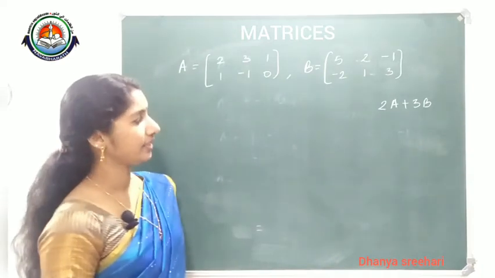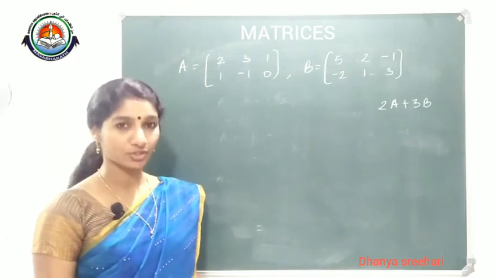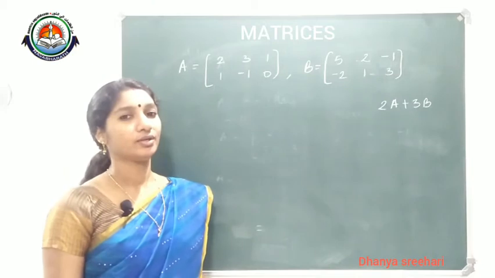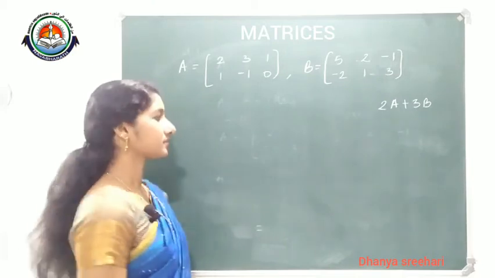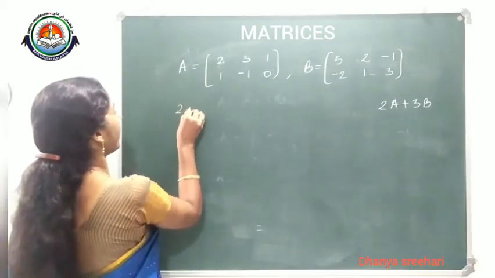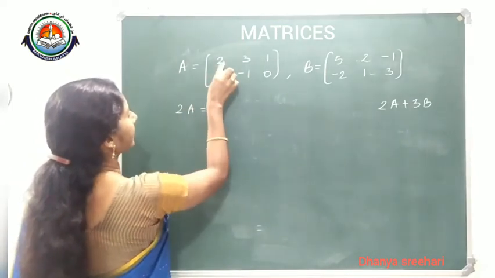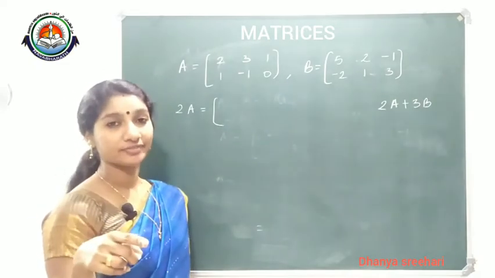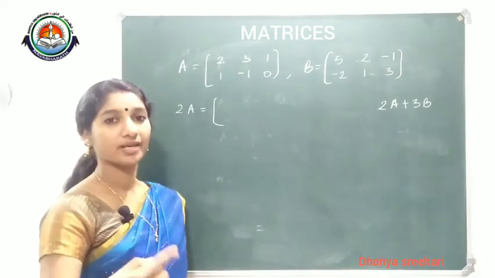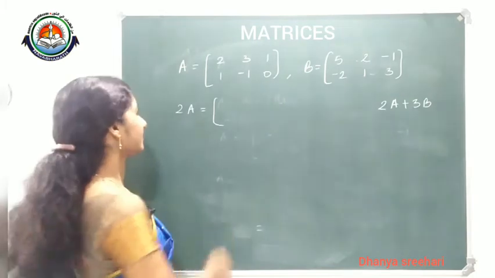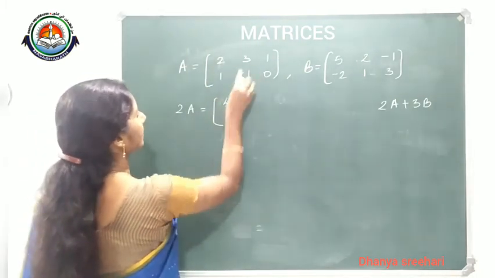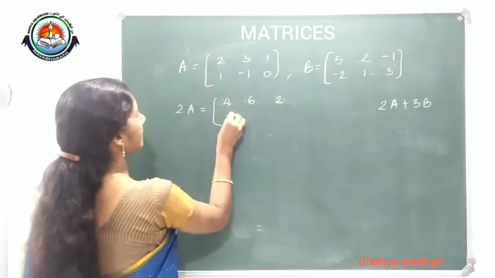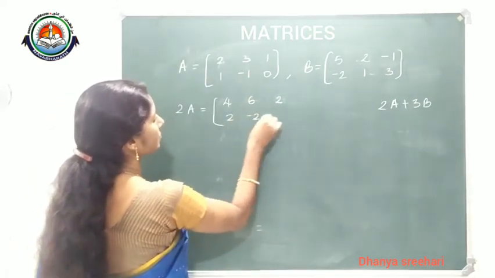So what we will do? We need to multiply the matrix A by 2. We need to multiply the matrix B by 3. Then we need to do addition. Clear? So what is 2A? 2A is equal to multiplying each element by 2. We studied multiplication of a matrix by a scalar means each element we are multiplying by that scalar. So it will come 2 2s are 4, 3 2s are 6, 1 2s are 2. And here 1 2s are 2, minus 1 into 2 is minus 2, 0.